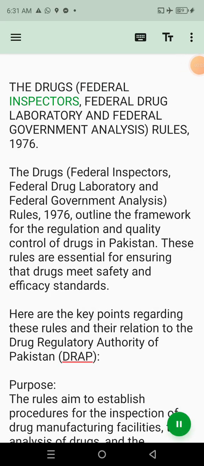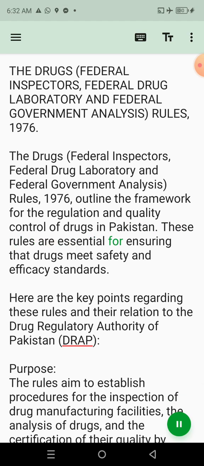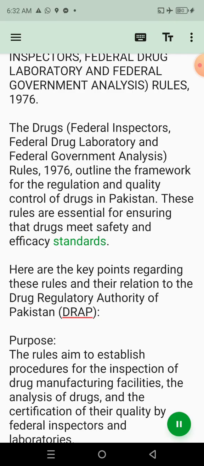The Drugs Federal Inspectors, Federal Drug Laboratory and Federal Government Analysis Rules, 1976, outline the framework for the regulation and quality control of drugs in Pakistan. These rules are essential for ensuring that drugs meet safety and efficacy standards.